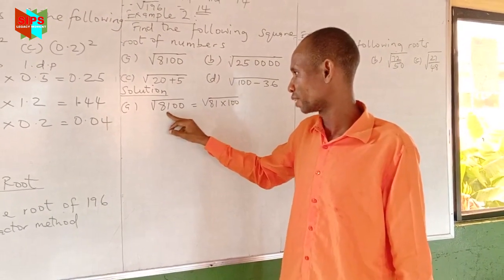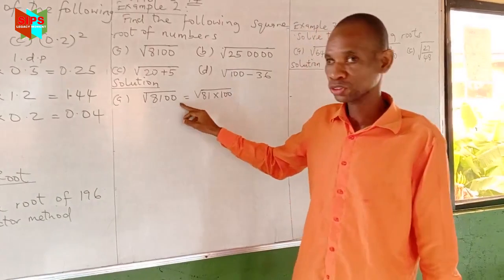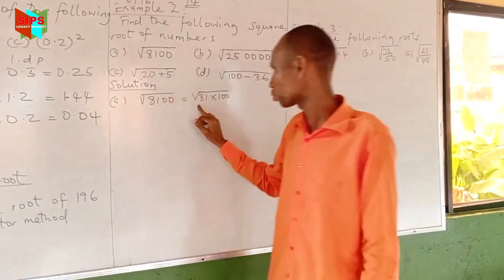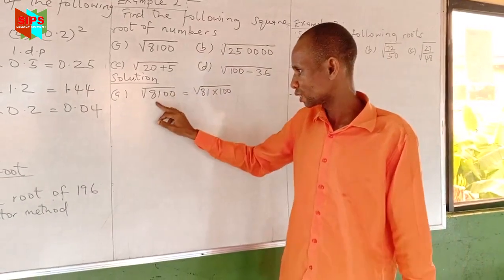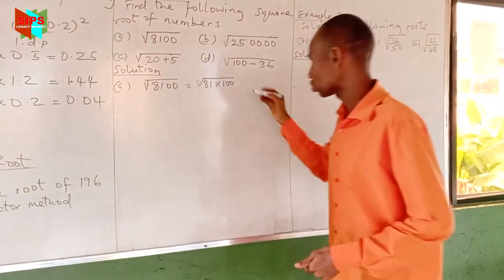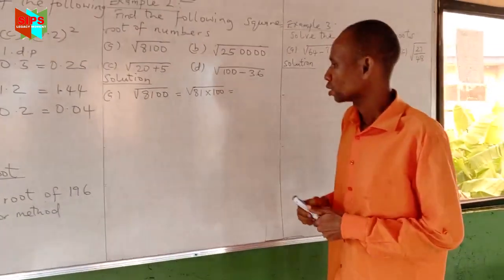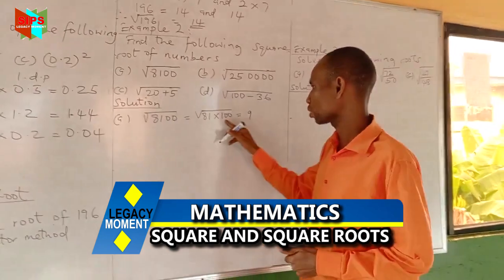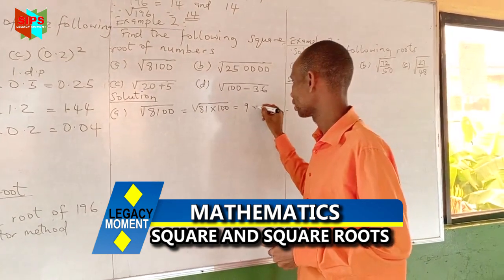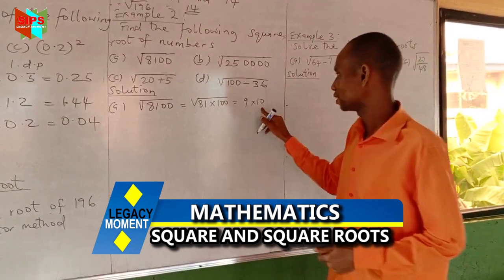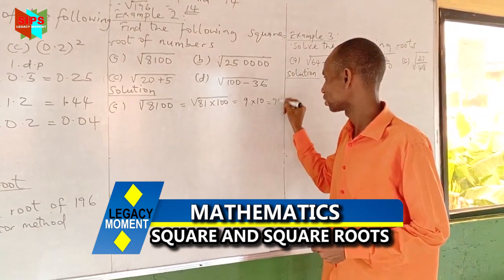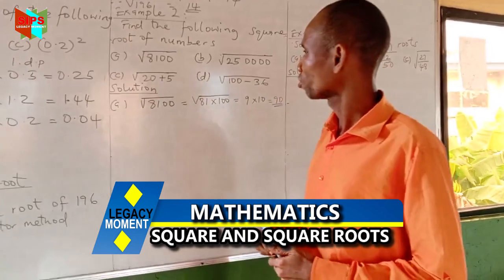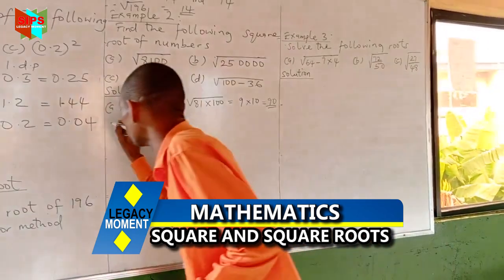Let's say 81 there. Then 00, put 1, which is 100. 100 times 81 will give us 8,100. And so if you continue, the square root of 81 is 9. The square root of 100 is 10. 9 times 10 will give us 90. This one is the answer to the A question in terms of work example 2. Let's go to B.